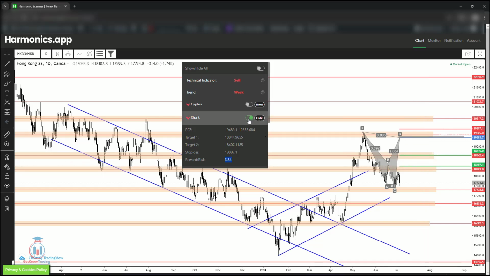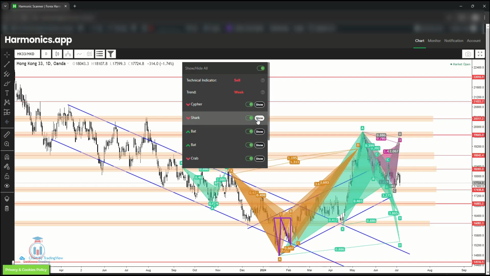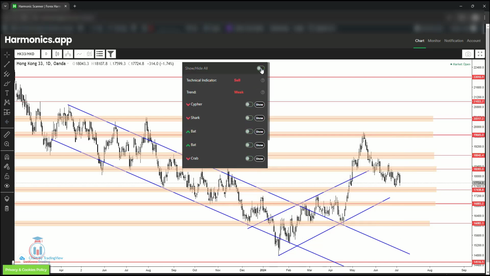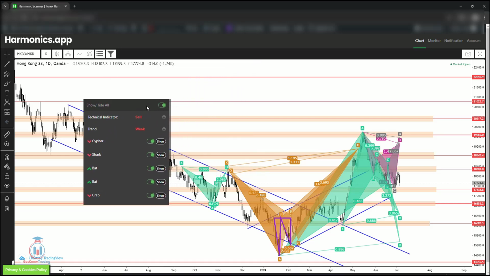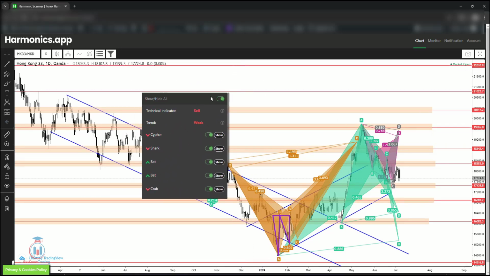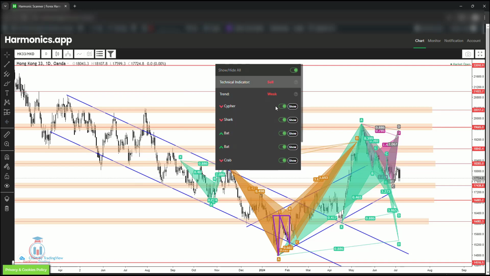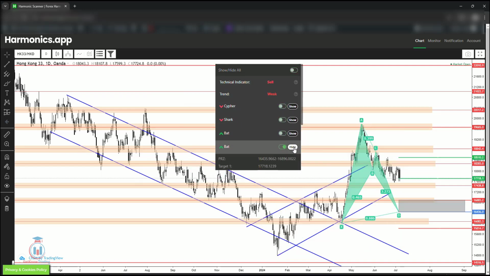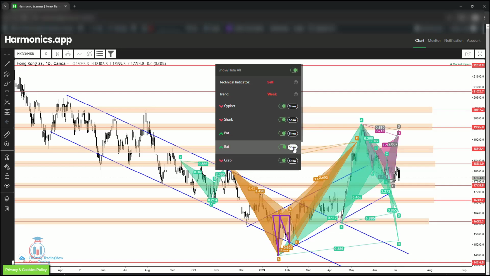Now, if you would like to check more details, you can hide all or show all with this button here. Then you can also move this floating window around on the chart wherever you want. And if you would like to show only one of the symbols, click show or hide on this one here.